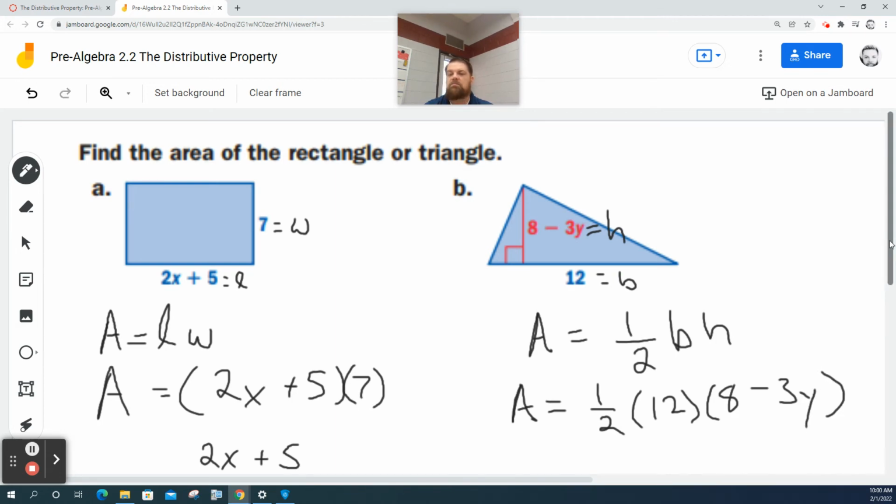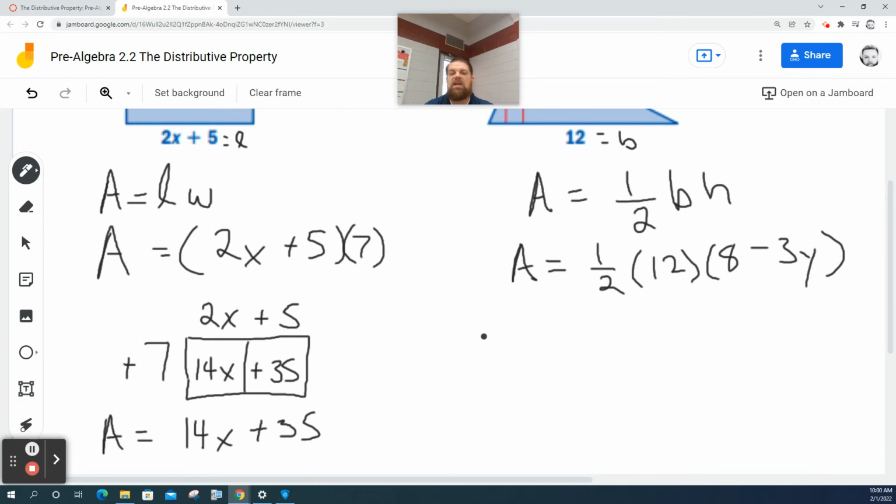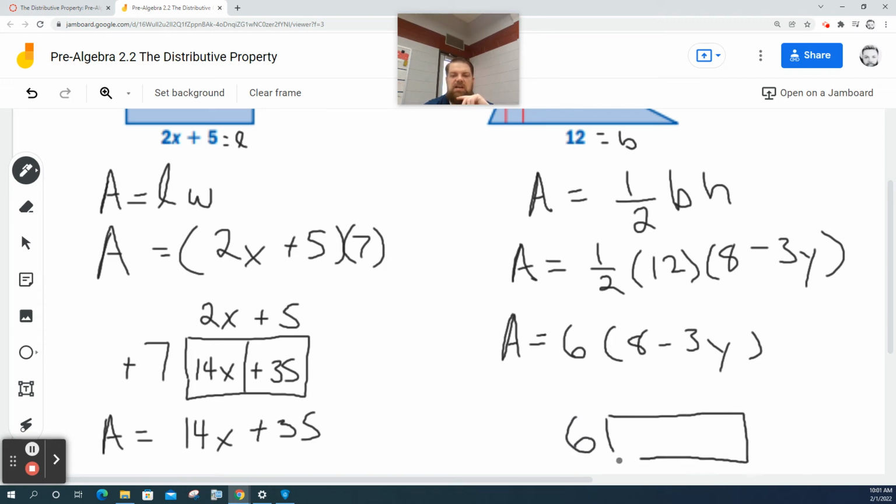Okay. What's 1/2 of 12? Does anybody know? 6. So now I've reduced this to 6 times 8 minus 3y. So now we're just going to do more of the same. I'm going to take a 6, draw it out. Is that a positive or negative 6? Positive. And then that is going to be multiplied by a positive 8 and then a negative 3y.